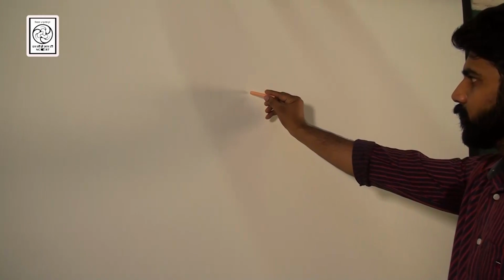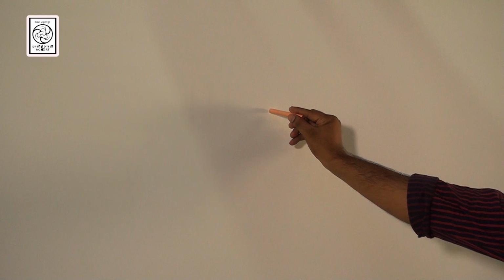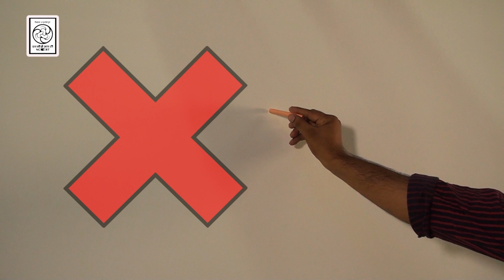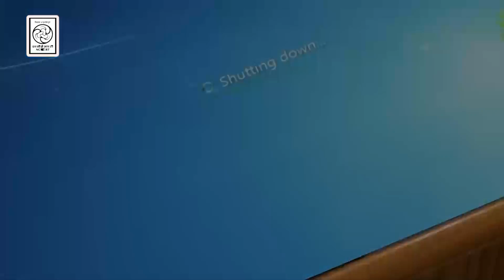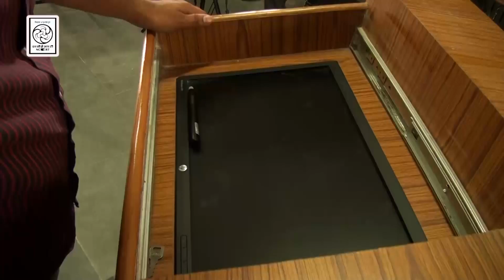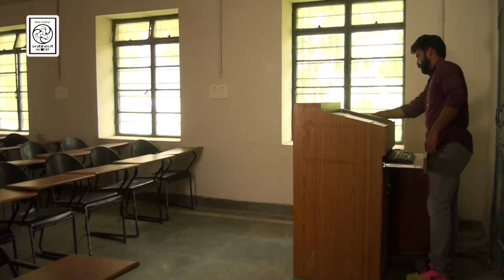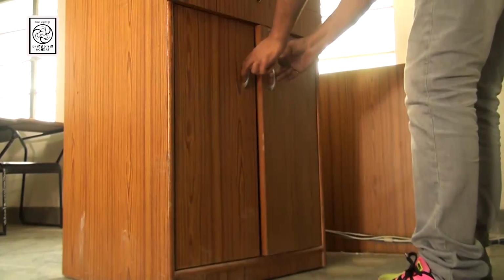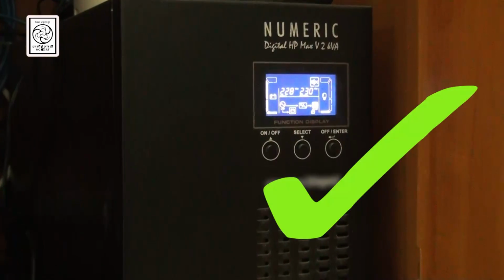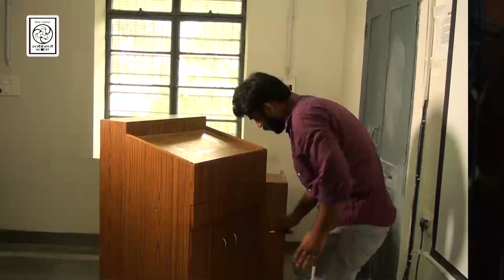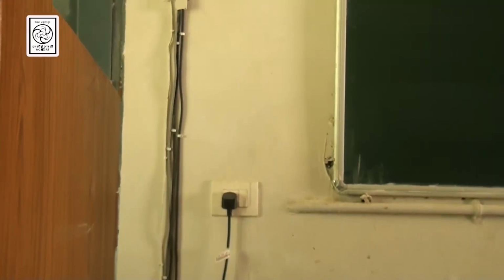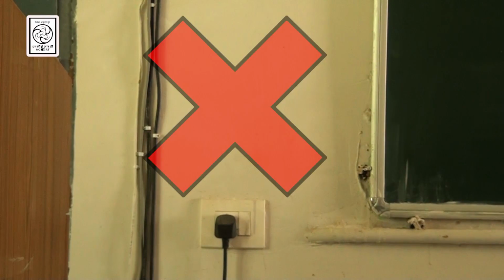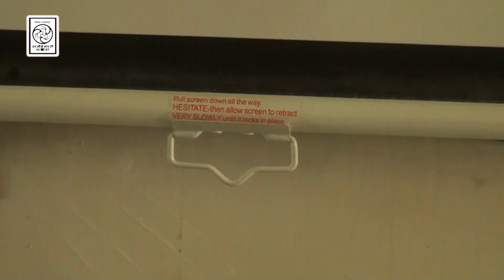Using pen, pencil, chalk, any kind of marker other than the digital pen can damage the screen permanently. Once the session ends, always double check if you have switched off the system and locked the podium. But keep the UPS on and do not switch off the main supply to UPS. In the last, don't forget to wind up the screen before you leave.